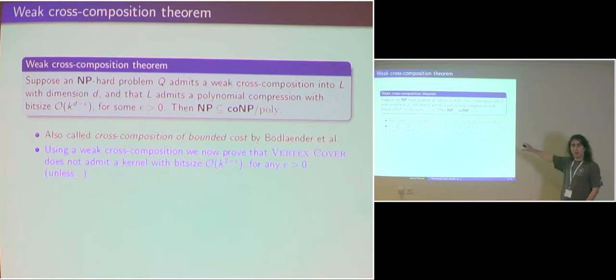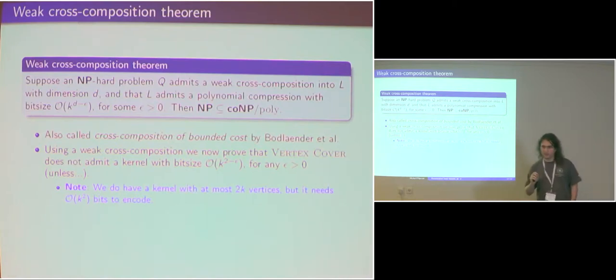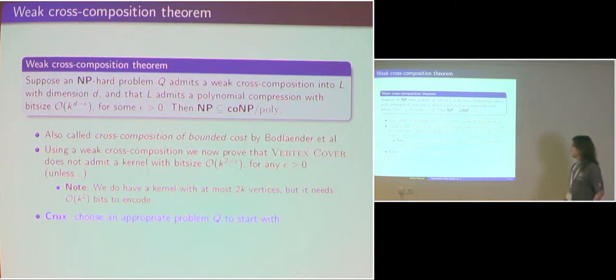Now, as an example, I will show you that you cannot get a subquadratic kernel or subquadratic compression for vertex cover. Just to note, it matters how we measure the size of the kernel, because in vertices the kernel has linear size, but in bit size it has quadratic size. Good. So the crux, as sometimes in hardness reductions, is to find an appropriate problem to start the composition with. This proof is due to Dell and Marx from 2012.